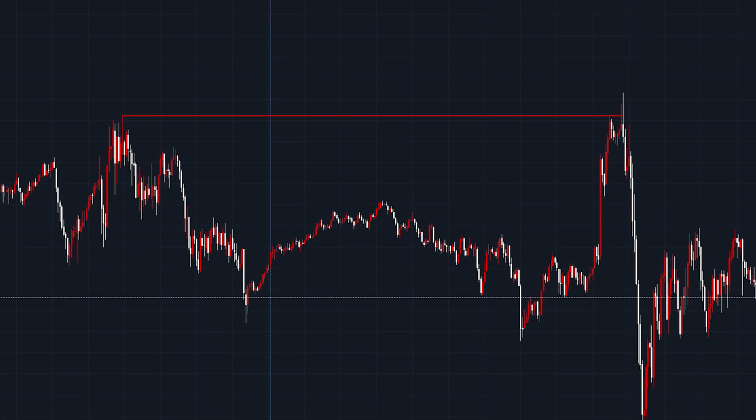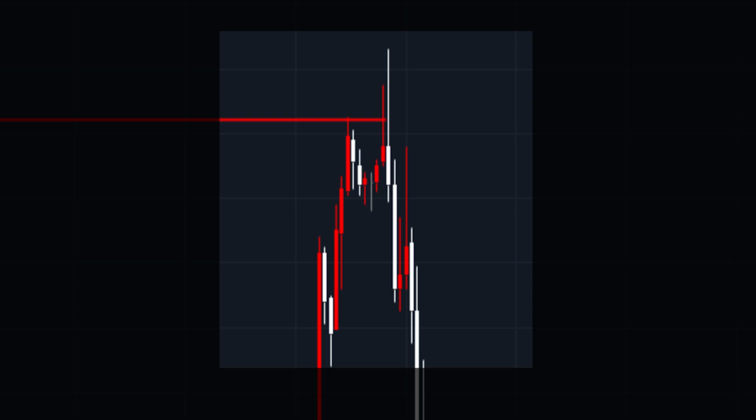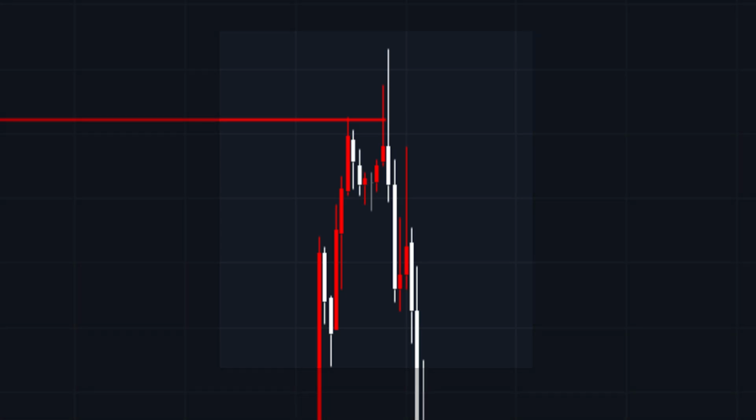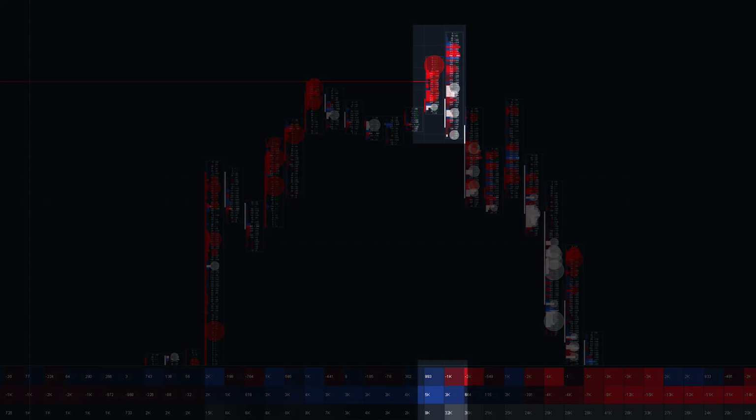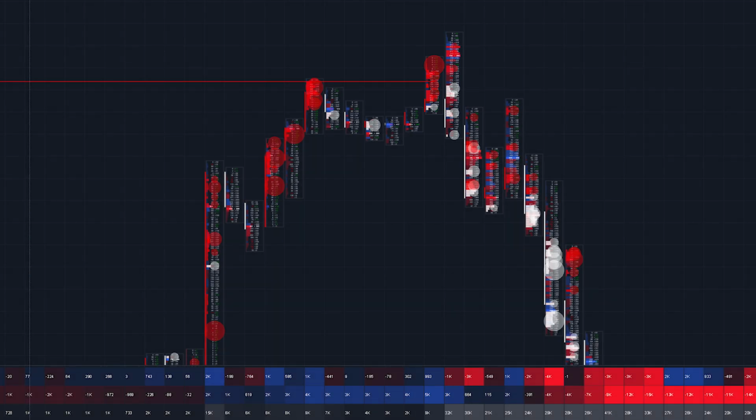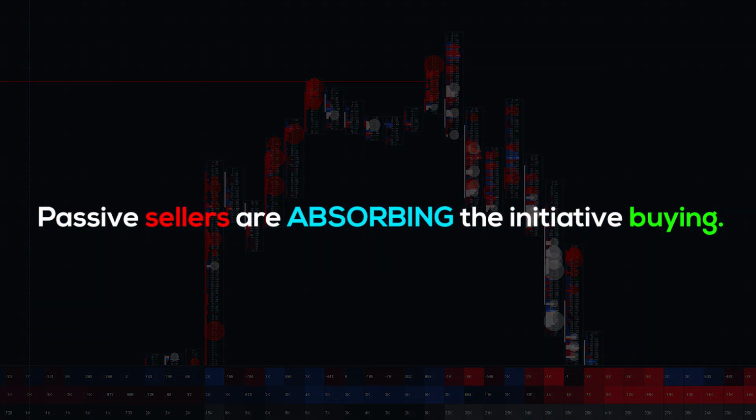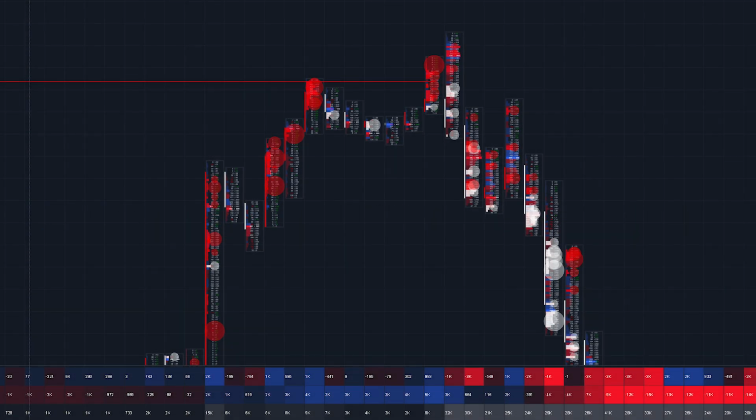As price pushes through those highs, we see aggressive buyers lifting the offer, paying higher and higher prices to continue the breakout. From a chart perspective, it looks like continuation. But if we shift to order flow, something different is happening. Despite the aggressive buying, price struggles to efficiently auction higher. Large volume prints appear at the highs, but there is no continuation, which tells us passive sellers are absorbing that initiative buying. This is the key.